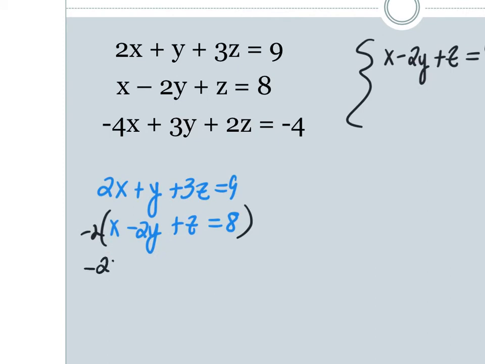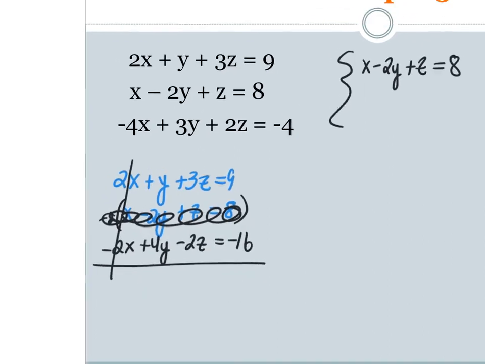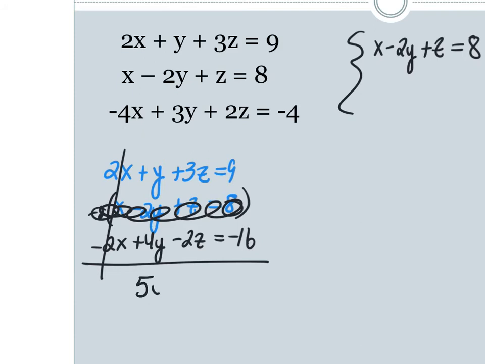So I have negative 2x plus 4y, right? Minus 2z equals negative what? 16. Make sure all of your math is correct, because if you make one tiny mistake, a plus or a minus, it's going to mess everything up. So now if I add down, my x's cancel. I'm left with what? 5y plus z equals negative 7.